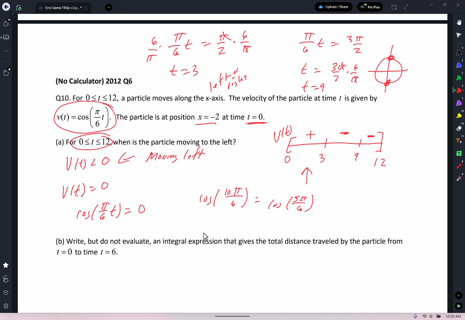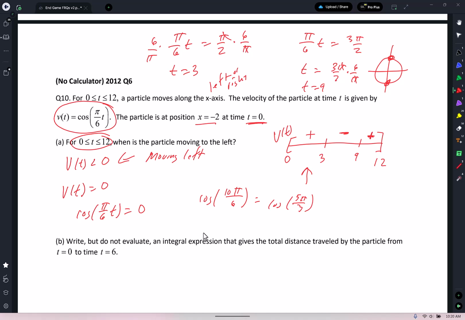Did I mess up or no? Oh, yeah, I did mess up. That's 5 pi over 3, and that one is positive. 365. Yeah, I messed up. I didn't do that on purpose. I promise I didn't, even if it looked like I did it on purpose. I'm just tired. Everyone is, I think.